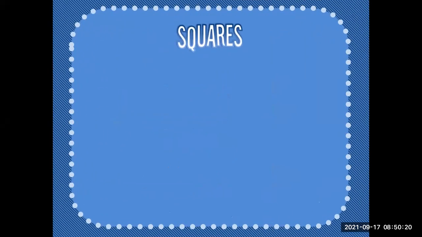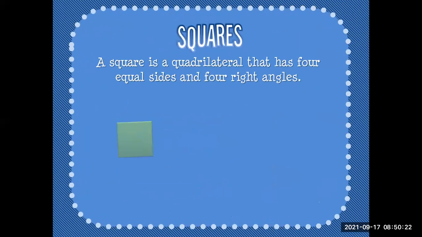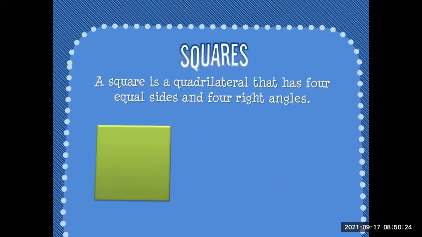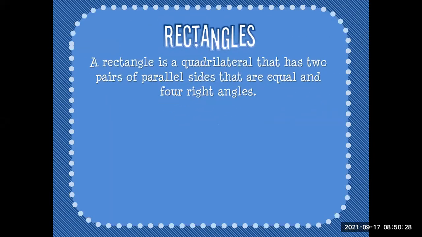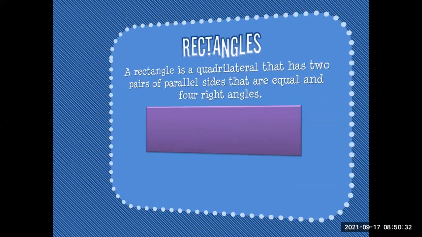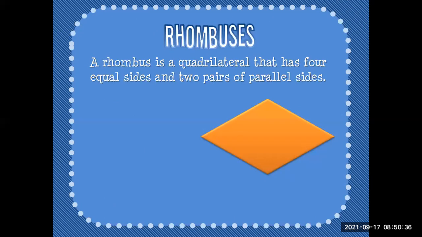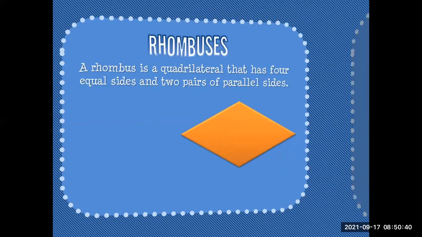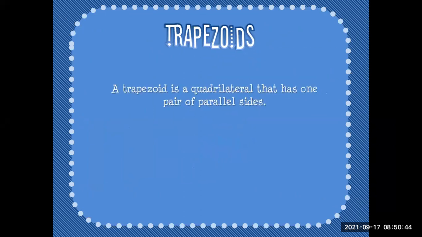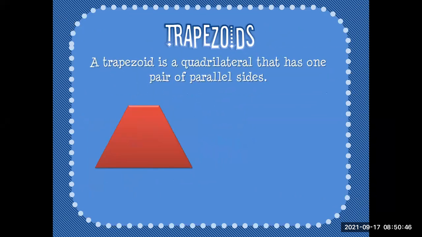The one which has all sides equal is a square, with all angles as 90 degrees. Then a rectangle has opposite sides equal with all angles 90 degrees. And rhombuses have all four sides equal and two pairs of sides parallel, right? Then we saw the trapezoids. Trapezoids have only one pair of sides which are parallel.